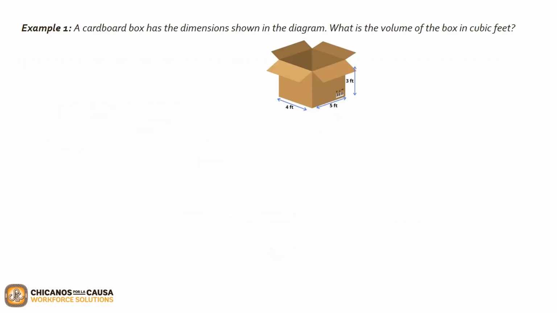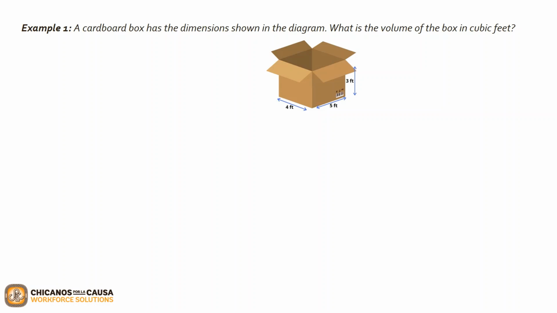In the previous slides, we looked at some formulas in order to find the volume of some three-dimensional objects. Well, let's go ahead and do some examples in order to get better at it. Remember, practice makes perfect. So for example 1, a cardboard box has the dimensions shown in the diagram. What is the volume of the box in cubic feet?